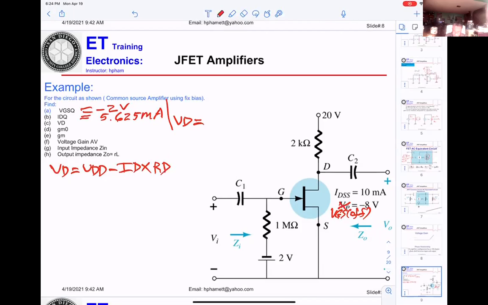What is VD? VDD means 20, minus ID times RD. ID will be 5.625 times 2, so VD equals 8.75. I got 8.75. Yes, 8.75. Okay, thank you.